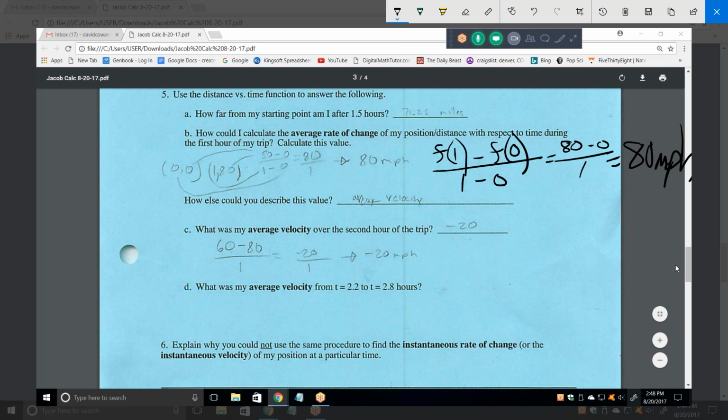And always remember the difference between average rate of change and instantaneous rate of change. Average rate of change is an algebra problem only. It's not a calculus problem. How else could you describe this value? Average velocity, okay. Given the next part of that question, I'll go for that.